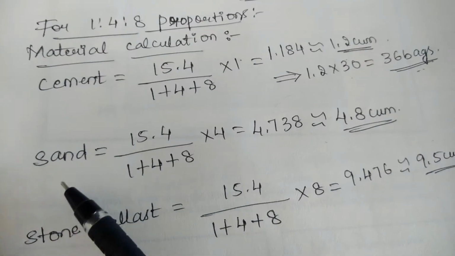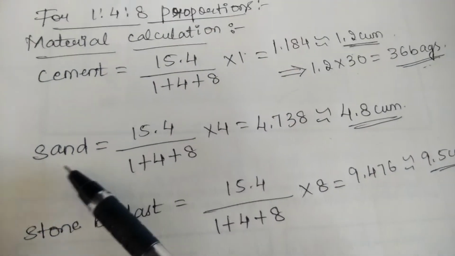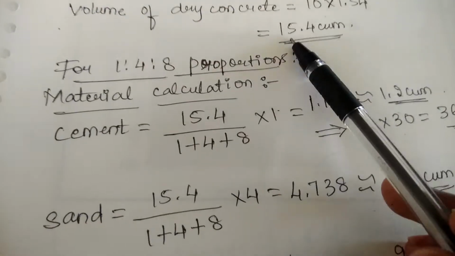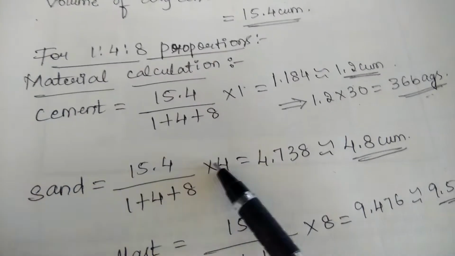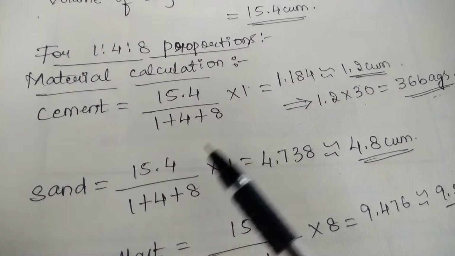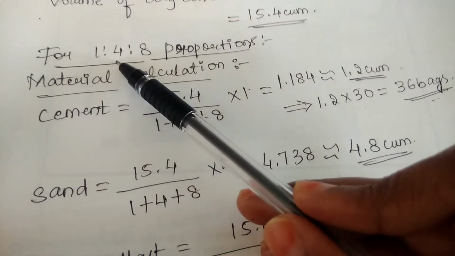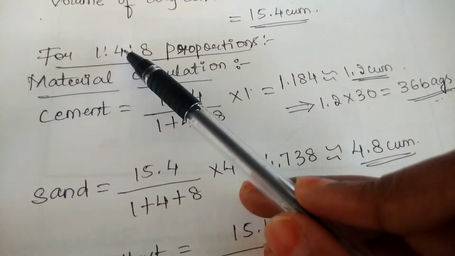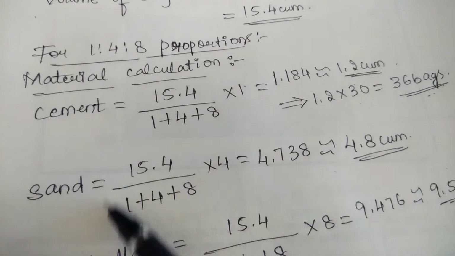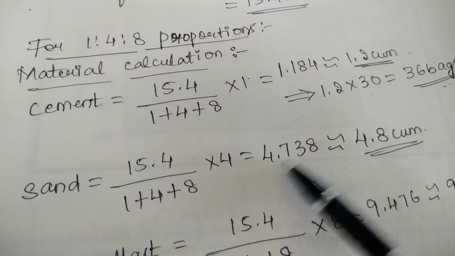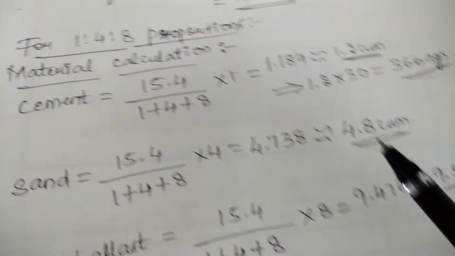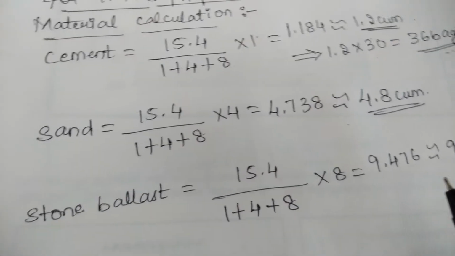Let us find the quantity of the second material, that is sand. To find this, again we consider the dry volume, which is 15.4 meter cube. That has to be divided by the total sum of the proportion, 1 plus 4 plus 8, into the part of the sand. Here 4 represents the part of sand, hence you need to multiply the final value with 4. By simplifying all this, you get a value of 4.738. Approximately you take the value as 4.8 meter cube. This gives you the quantity of the sand.